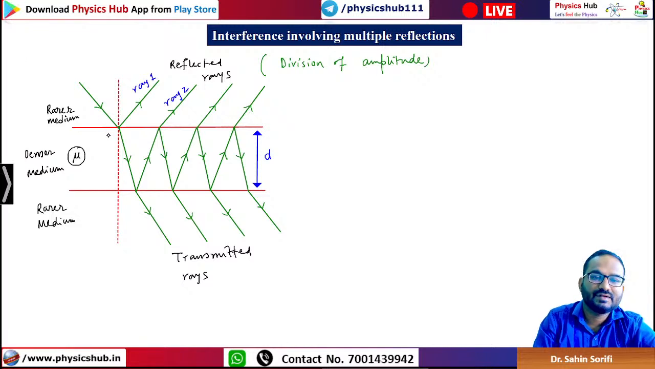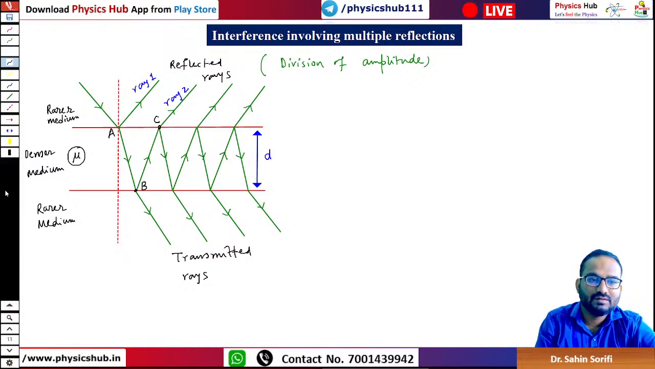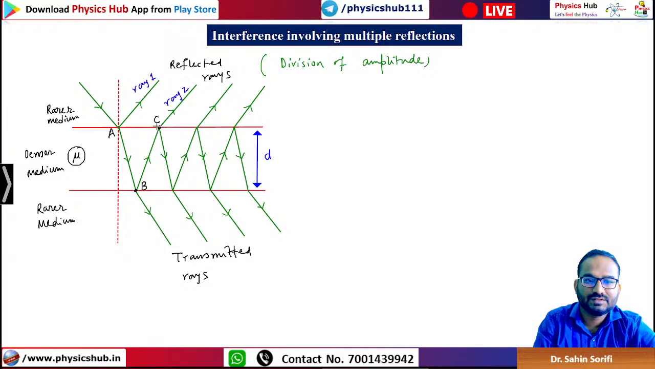So let's name this point A. From here the two rays are generated. A goes to B, then it goes to C. Now if we draw a perpendicular from C to this ray, let's call this point D. You can see beyond CD, ray 1 and ray 2 travel the same distance. So if we calculate the path difference till CD, that is the effective path difference.